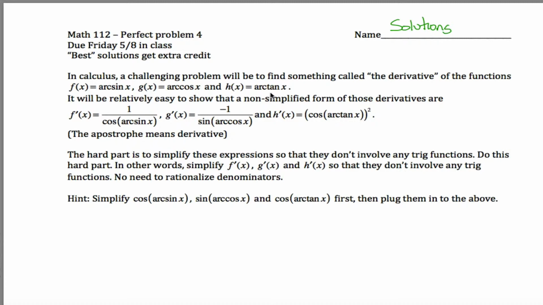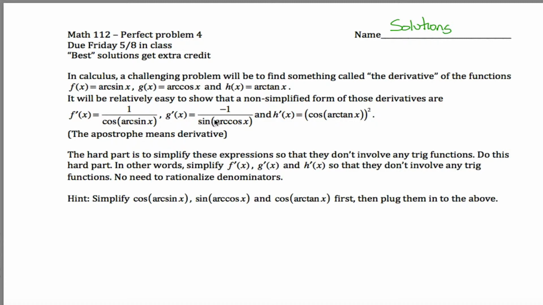And you'll be able to use methods that you learn in that class that are relatively easy to figure out that those derivatives are these three things respectively. Unfortunately, these are not the simplified forms of those derivatives. If you Google it, if you look in a textbook, you won't see these listed as the derivatives. You'll see something totally different because these things are simplifiable. So what we're doing in this perfect problem is we're simplifying those things.